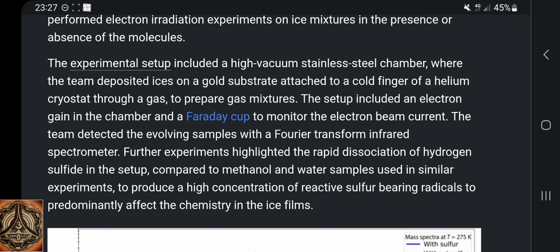The team detected the evolving samples with a Fourier transform infrared spectrometer. Further experiments highlighted the rapid dissociation of hydrogen sulfide in the setup, compared to methanol and water samples used in similar experiments, to produce a high concentration of reactive sulfur-bearing radicals to predominantly affect the chemistry in the ice films.